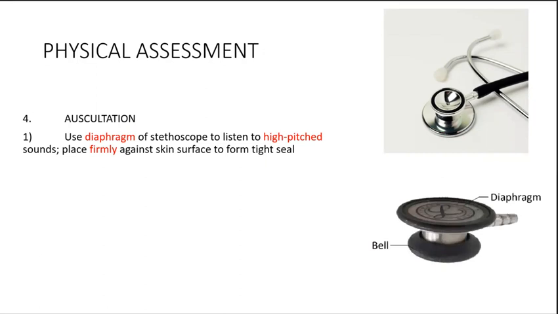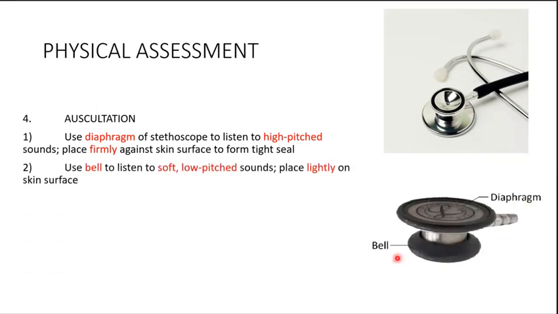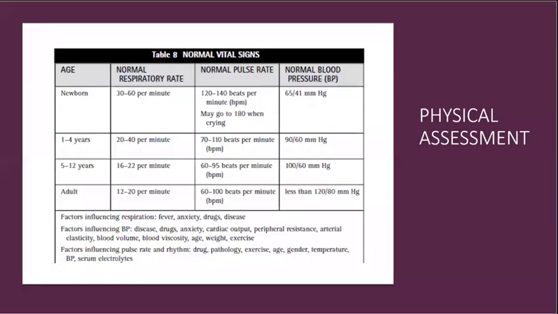So that's the diaphragm, and that's the bell. And we're going to use the bell, which is a smaller part, to listen to soft, low-pitched sounds. And when we're using the bell, we're going to place it lightly on the skin surface. So again, you want to listen over bare skin, not through clothing. And if the patient is hairy, you might want to moisten the body hair to prevent crackling sounds from interfering with your auscultation.